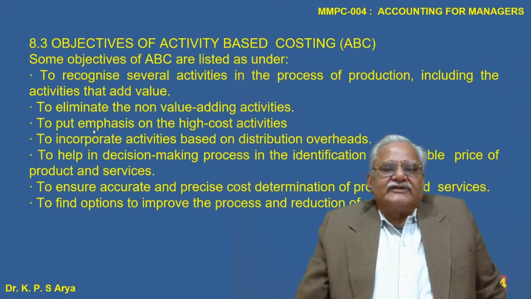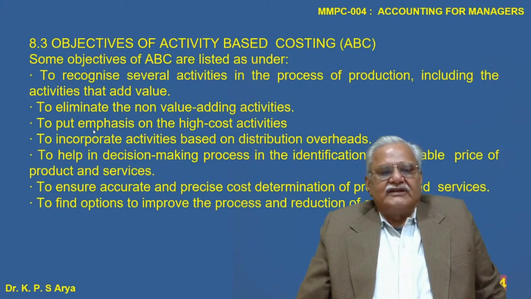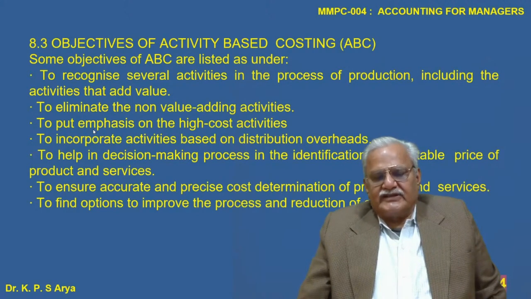Now, the objectives of activity-based costing. Some objectives of ABC are as under: one, to recognize several activities in the process of production, including the activities that add value; to eliminate the non-value adding activities; to put emphasis on the high-cost activities; to incorporate activities based on distribution overheads; to help in the decision-making process in the identification of a suitable price of products and services; to ensure accurate and precise cost determination of products and services; to find options to improve the process and reduce the cost.